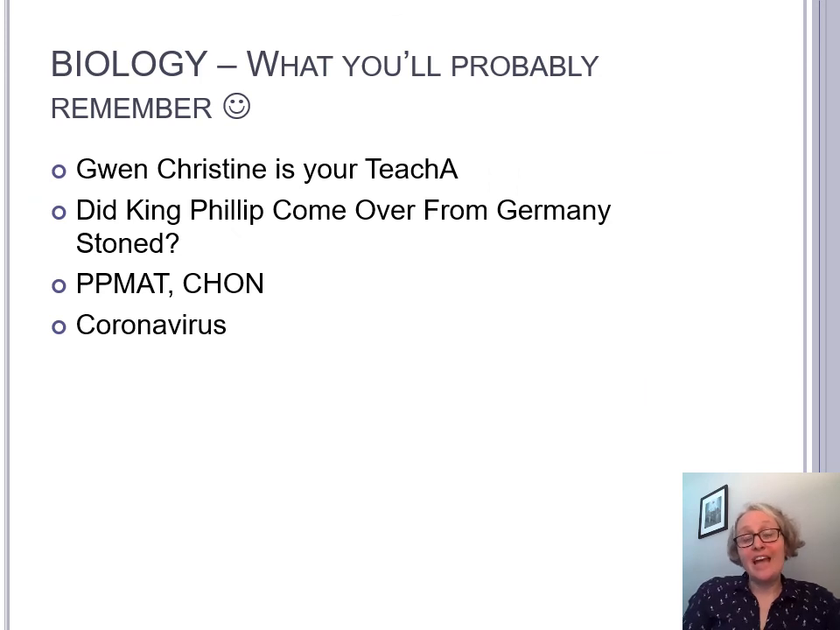So this gets us to the end of chapter 16 and sort of wrapping up chapter 14 and wrapping up the course. As we think about biology and what we've done this semester, what you'll probably remember a year or two from now, hopefully you'll remember that Gwen Christine is your teacher, right? That was good stuff. GC equals TA. Maybe you'll remember some funny mnemonics. Did King Philip come over from Germany stoned? Ways that you memorize stuff. You'll definitely remember the coronavirus was going on.